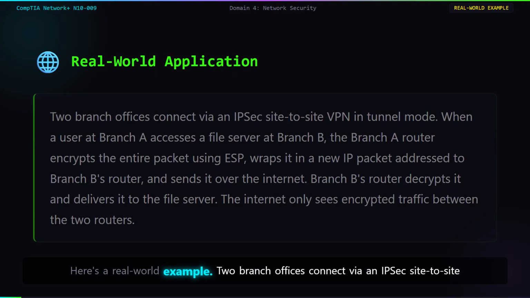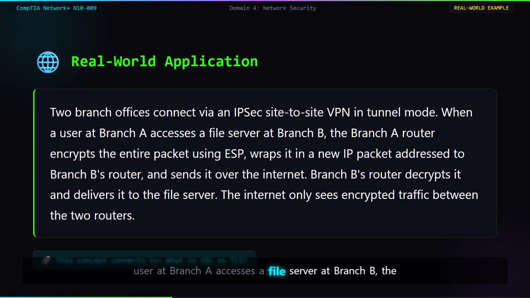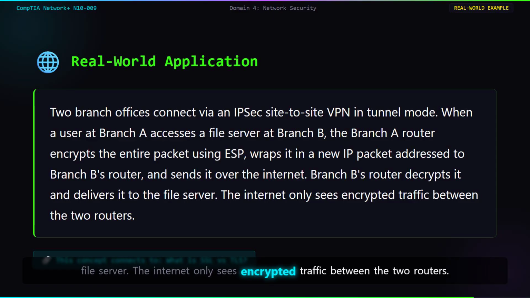Here's a real-world example. Two branch offices connect via an IPSec site-to-site VPN in tunnel mode. When a user at branch A accesses a file server at branch B, the branch A router encrypts the entire packet using ESP, wraps it in a new IP packet addressed to branch B's router, and sends it over the Internet. Branch B's router decrypts it and delivers it to the file server. The Internet only sees encrypted traffic between the two routers.